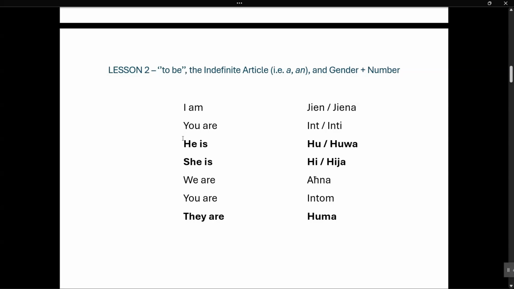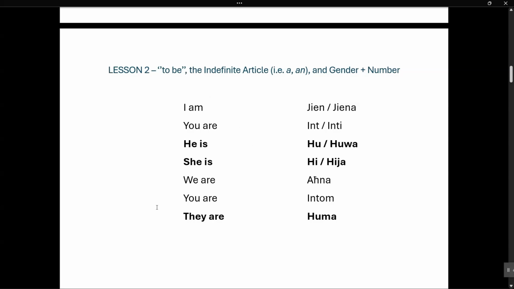I am, you are, he is, she is, we are, you are, and they are. But the verb to be in Maltese doesn't exist. There is no one-to-one corresponding verb. Similarly, the indefinite article, a and an, for example, a book, a car, an apple. The a and the an, they don't exist in Maltese as well. The nothingness implies the presence of the verb to be, and the nothingness also implies the presence of the indefinite article. I'll be covering gender and number a little bit later on in the lesson.